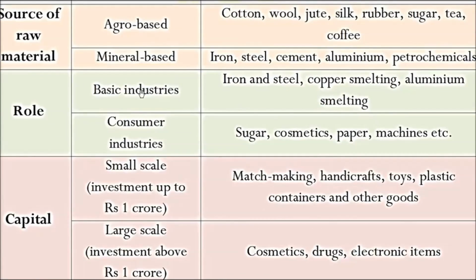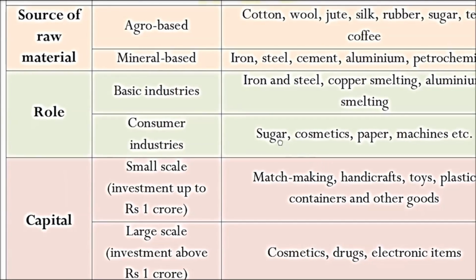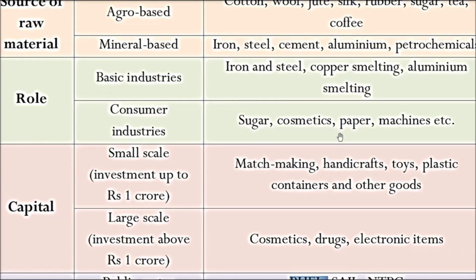The basic industries are iron and steel, copper smelting, aluminium smelting. If you are doing smelting, the copper will be sent to where? The user will not take copper directly, like you and me. Will not take aluminium directly. We have to get some sheets, we have to get it in some form so that we can use it. So basic industries are producing for other industries. And those industries which are producing for us, we eat sugar, we want cosmetics, we use paper, we use some machines. These are the consumer industries who are making it for us.